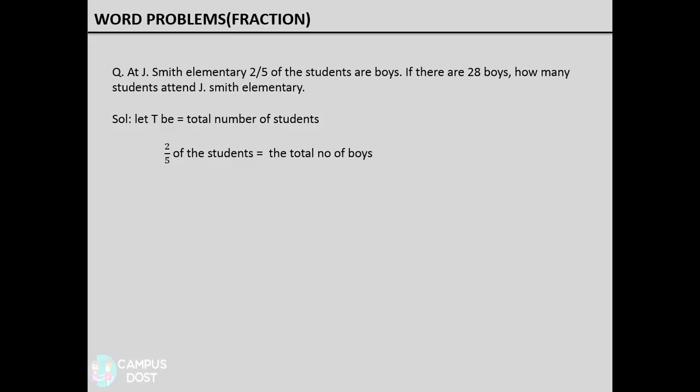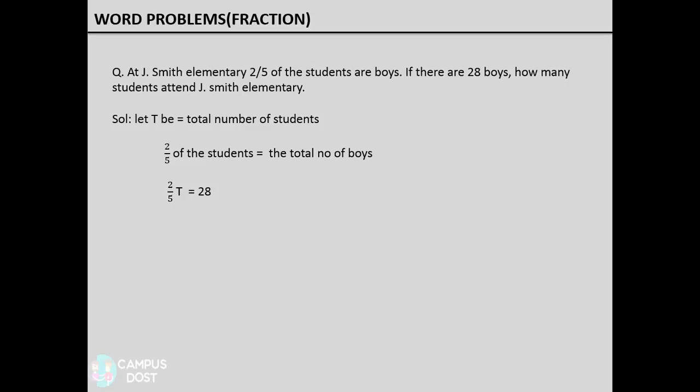Well, we aren't given this information. In fact, our goal here is to determine the entire population. So let's let T equal the entire population of students at the school. Now, the left hand side of the equation says 2/5 of the students, so we can rewrite this as 2/5 times T. Since T represents the school population, this we are told is equal to the number of boys, which is 28.